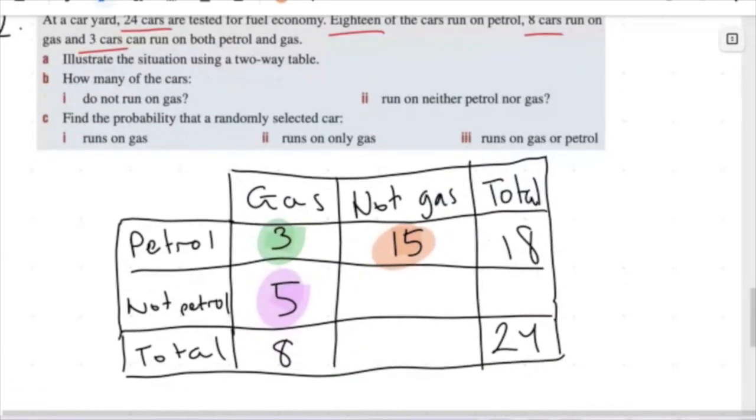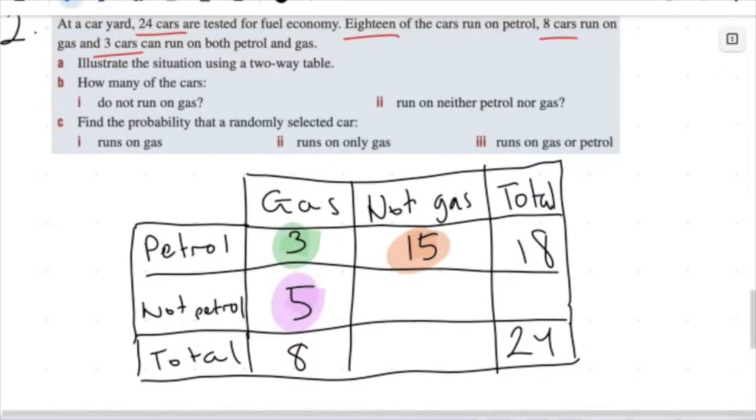I know I'm using the example from the previous question, but I'm just trying to visualize it. So the amount left in here, that is what we want to find. Now, if we add up what we have so far, then I have 15 plus 5 gives me 20, plus 3 gives me 23, and I have a total of 24 cars, so only one of these is going to be not petrol and not gas.